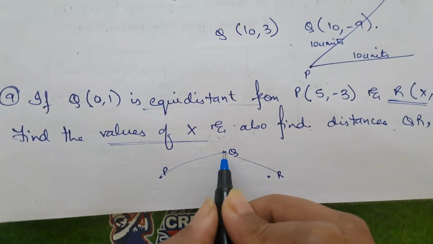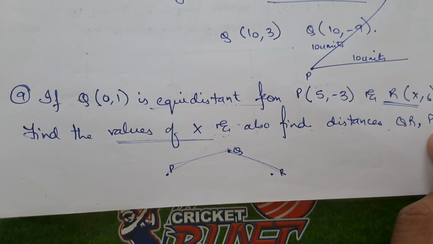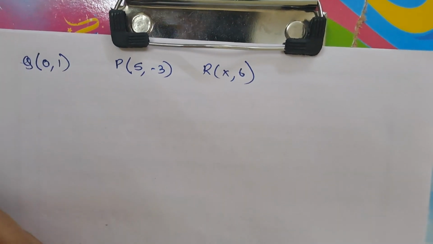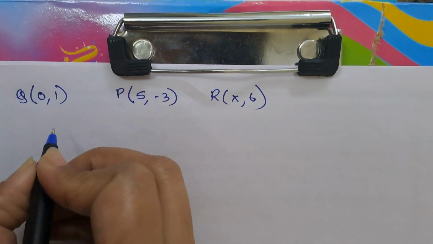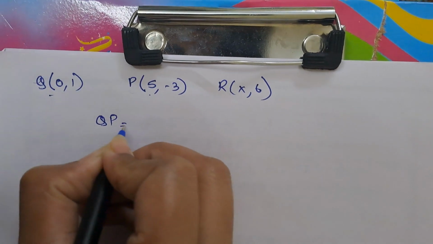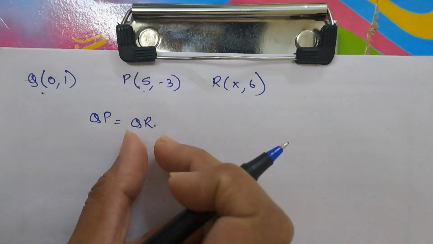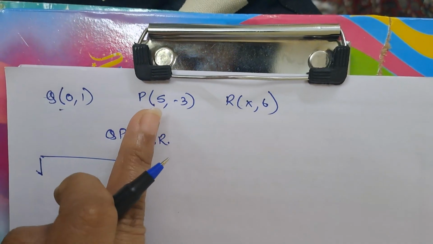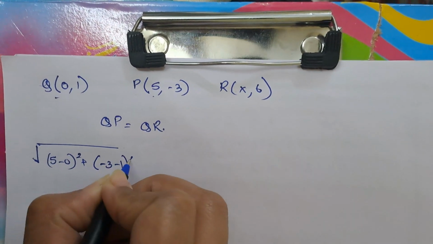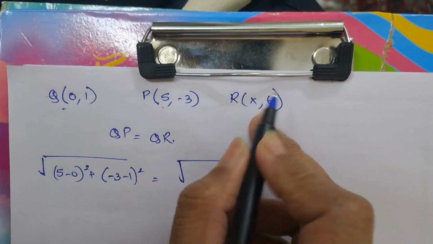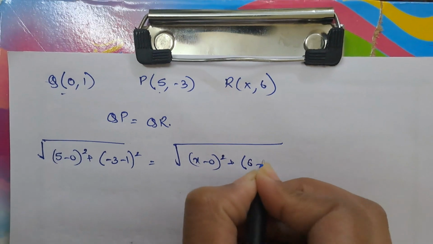Also find the distances of QR and PR. After we have found the value of x, we are going to find QR and PR. The question says that Q is equidistant from P and R. So if P and Q have some distance, the same distance is between Q and R. So we are going to start substituting in our distance formula because the distances are the same. It goes as under root of x2 minus x1, so it is 5 minus 0 whole square plus minus 3 minus 1 whole square is equal to under root of x minus 0 whole square plus 6 minus 1 whole square.